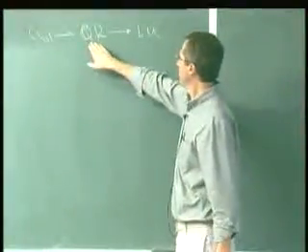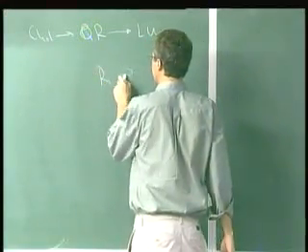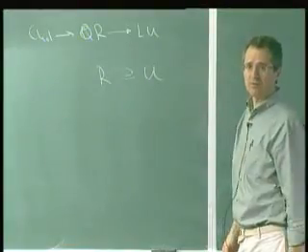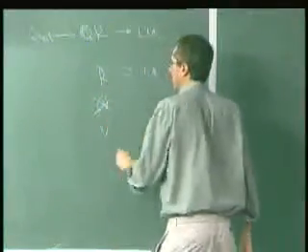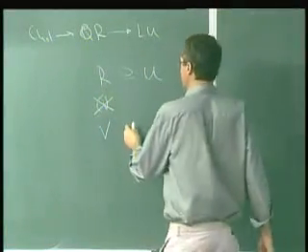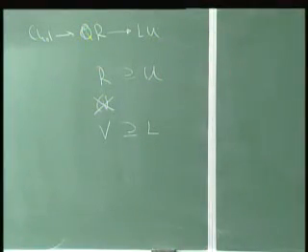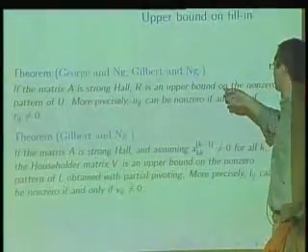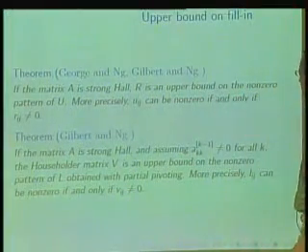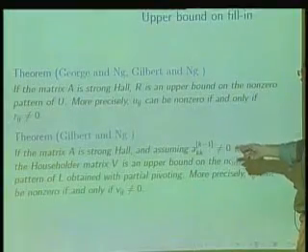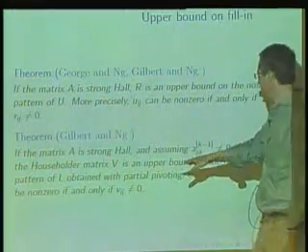And the connection between QR and LU is the following. Basically, R, the non-zero pattern of R, is a superset of the non-zero pattern of U. And Q, or I should really say V, the collection of Householder vectors, is a superset of L. That's what these two theorems say here on the board, that they're in the book. Basically, R is an upper bound on U. Uij can be non-zero only if Rij is non-zero. And assuming a zero-free diagonal, the Householder matrix is an upper bound on the non-zero pattern of L, whatever L you obtain with partial pivoting.